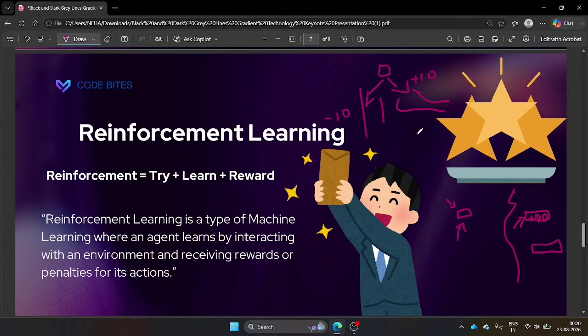The AI keeps playing again and again. Slowly it is learning, right? These actions give me a good reward. These actions give me a bad result. Eventually, it learns a better strategy. This is the basic idea behind reinforcement learning.